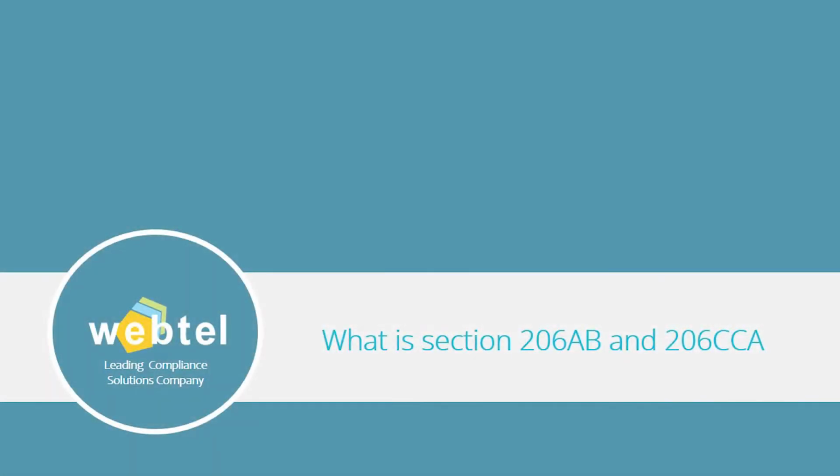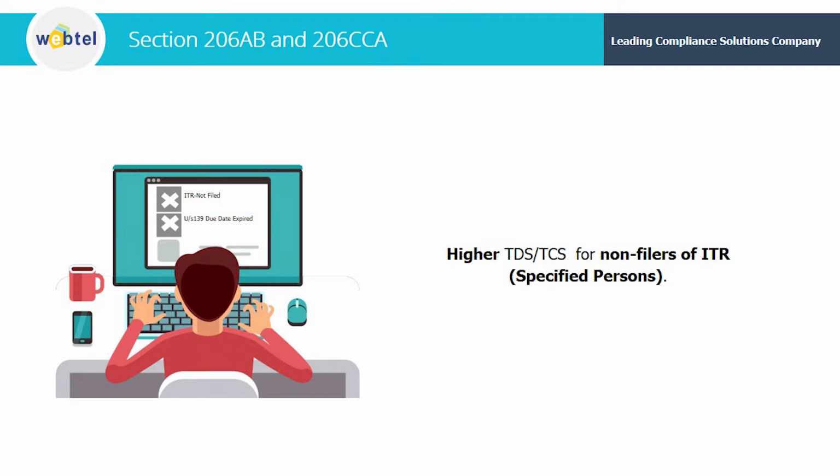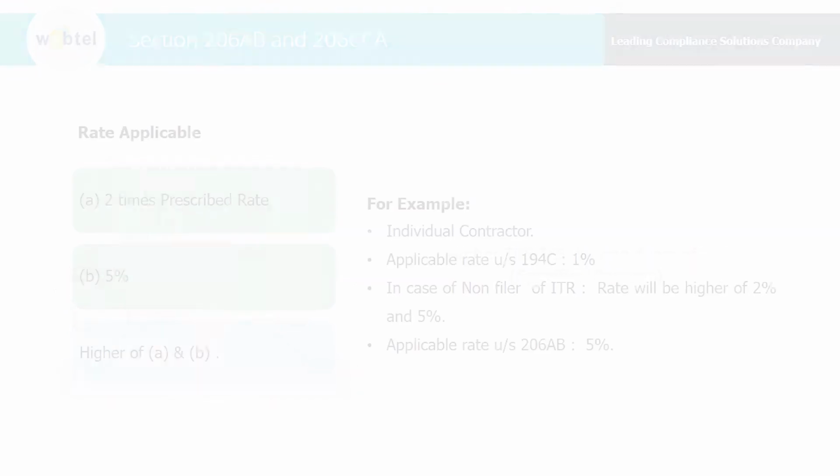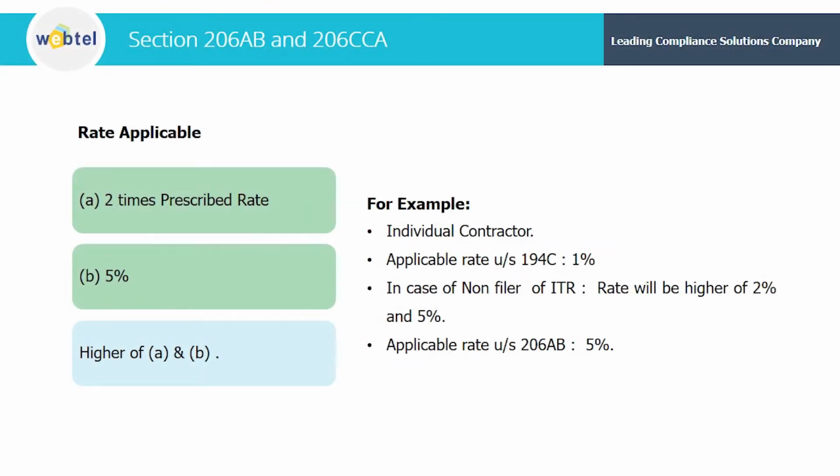So let us talk about section 206AB/206CCA, which relate to higher TDS or TCS as the case may be, and the persons on whom this will be applicable will be referred to as the specified persons. And what will be the rate applicable? Let us see. It will be 2 times the prescribed rate or 5%, whichever is more.